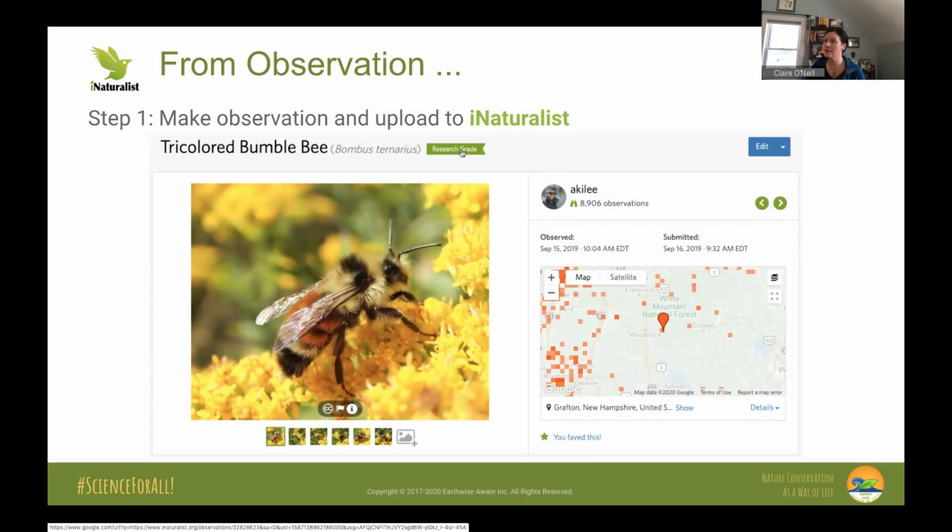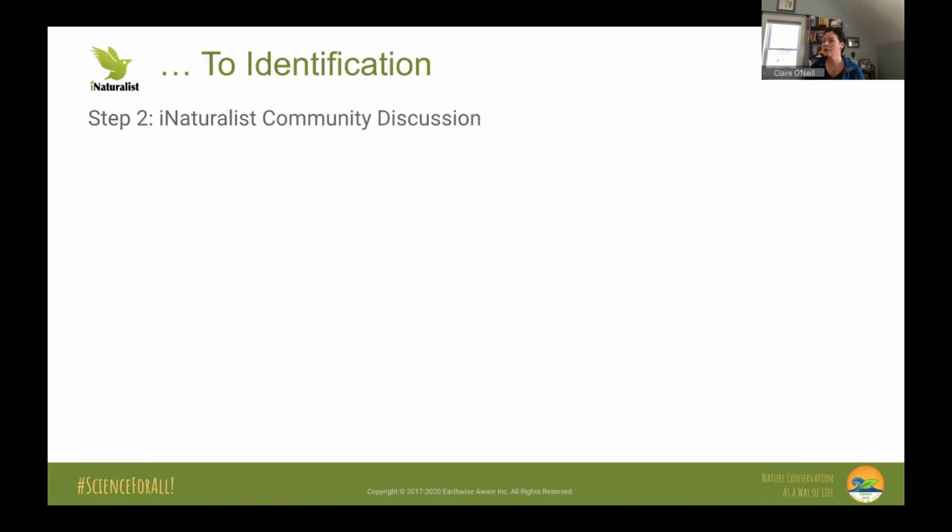And actually, this observation got a research grade fairly quickly after I uploaded it. So that's the observation, uploading it through your phone or through your desktop application. And then the identification process itself is when the community, because it's a crowdsourced identification process, comes into the picture, looks at your observation and validates it or not.